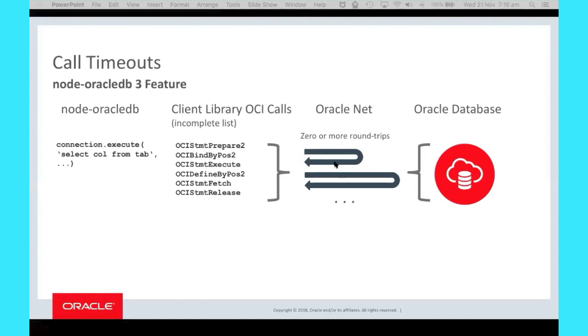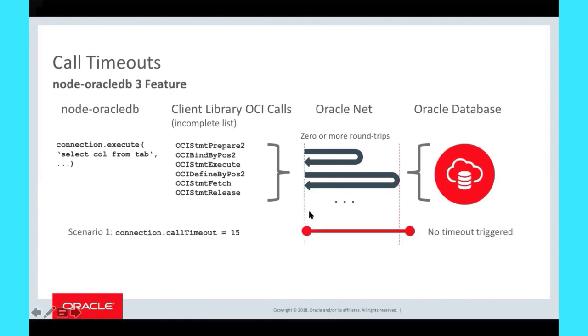And the key thing is that these, across the Oracle network to the database, execute what we call zero or more round trips. And the round trip is, as you can see, a message to the database and then back again. And we know in optimization land, you really want to reduce those round trips, but that's beside the point for this. This is a timeout feature. And the basic thing is that for timeouts, if you set your connection call timeout value to say 15 in this example, and this is, I don't know, 12 or 10 milliseconds, you're not going to get a timeout triggered.